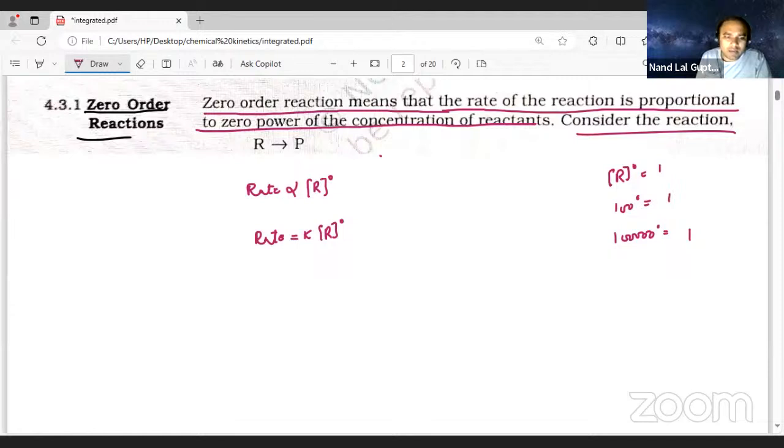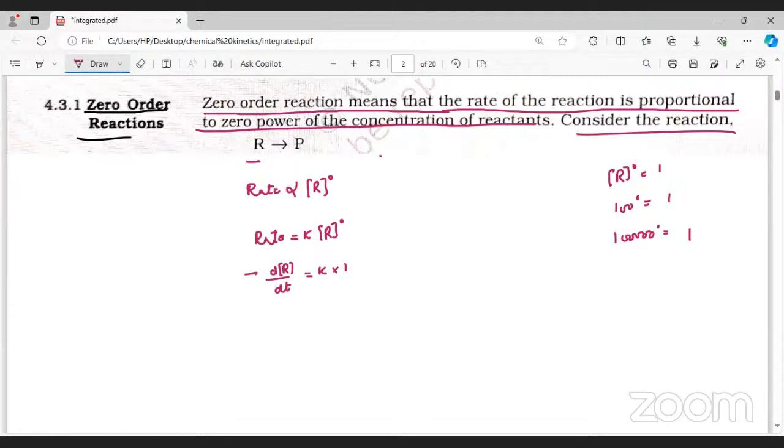So I am writing the rate in a different form. How can you write it? In terms of reactant, so there is a negative sign. So it is going to be negative dR by dt, the change in concentration per unit time, is equal to k into 1. k into 1. Can we write like this?